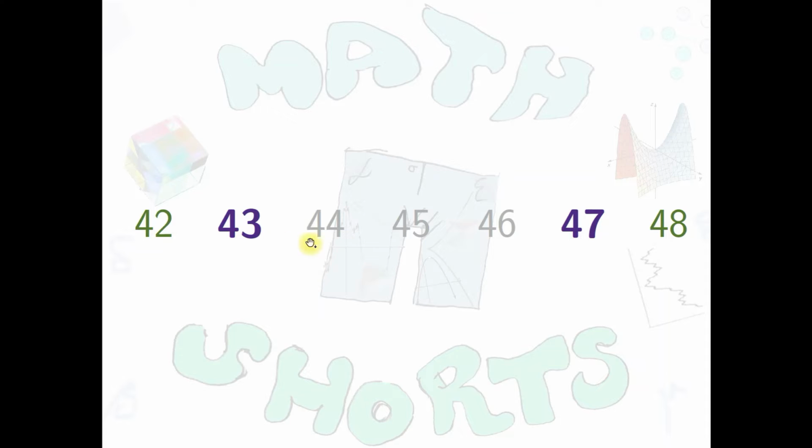Now, all of these numbers between our multiples of 6 we can write in terms of the multiples of 6. So for instance, 42 we can write as 6 times 7. Well then 43 I can write as 6 times 7 plus 1. And 44 I can write as 6 times 7 plus 2. 45 would be 6 times 7 plus 3, 6 times 7 plus 4 for 46, and 6 times 7 plus 5 for 47.